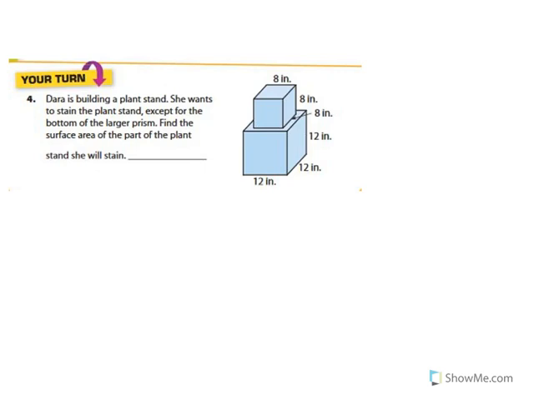This is an interesting one, because if we are painting the plant stand, you would notice that there's going to be paint on everything except for the bottom of the top prism, which is a cube. So you're not going to paint that bottom face, and you would also not paint the face that would be in the middle of this cube prism. And so you're basically subtracting out that area, and that would be 8 times 8, so that's 64 square inches.